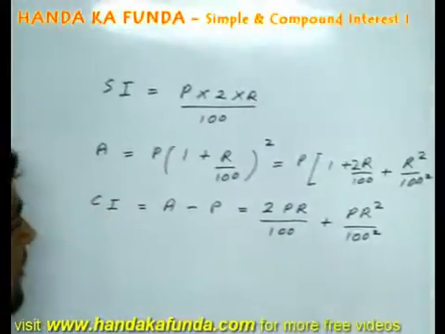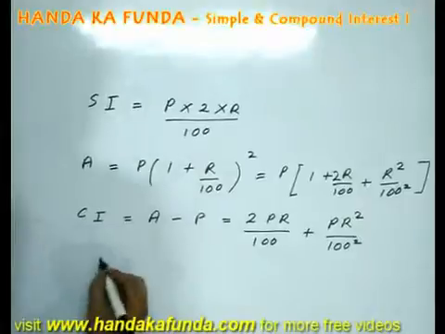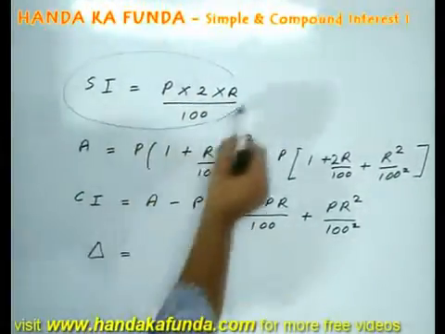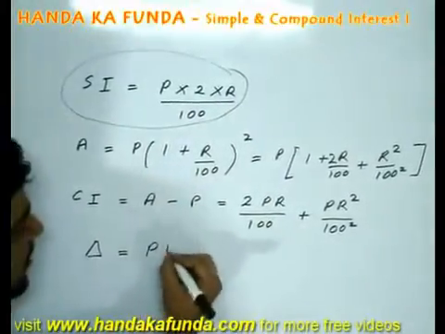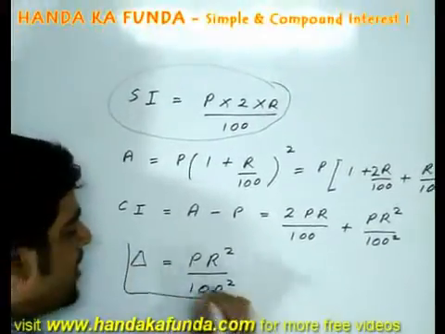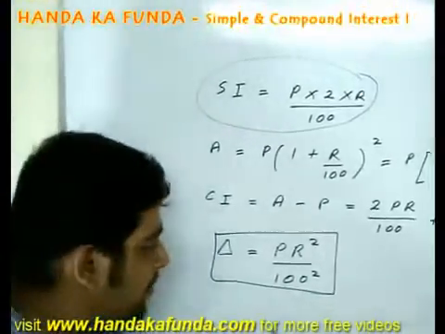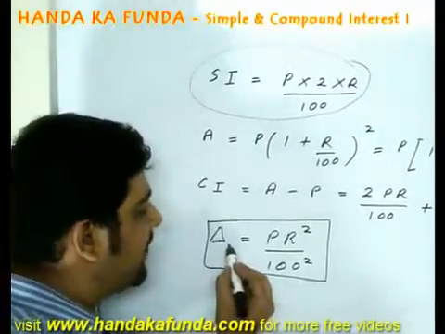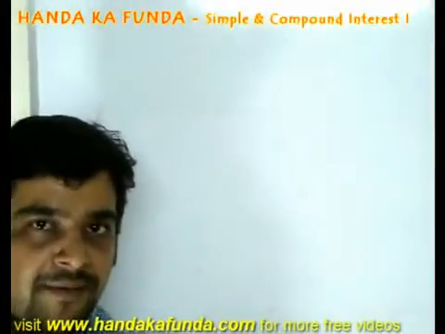We want to find out the difference between the simple interest and compound interest after 2 years. So if you look at both the figures, if I remove the simple interest portion, that is 2PR by 100, from compound interest, I am left with the formula PR square by 100 square. You can use this formula directly when required. The restriction being the principal and the rate should be the same, and this figure gives me the difference after 2 years. Let us look at a few examples.